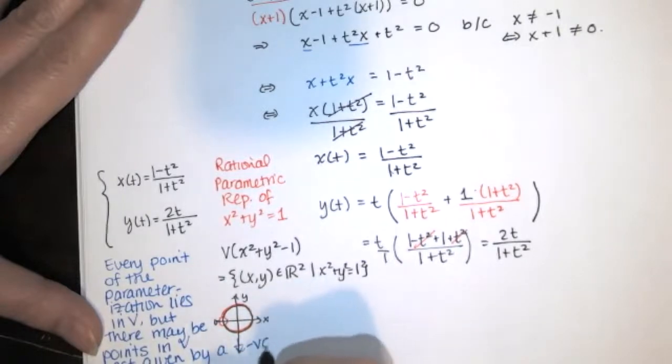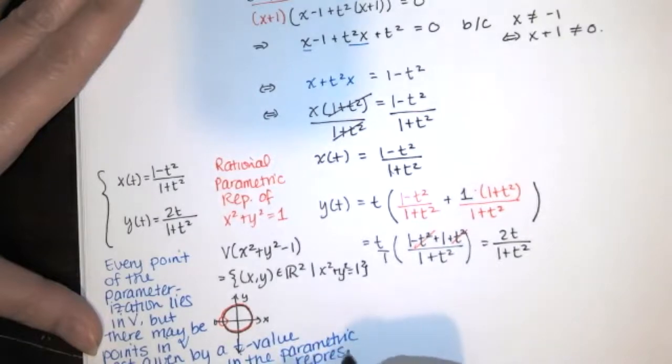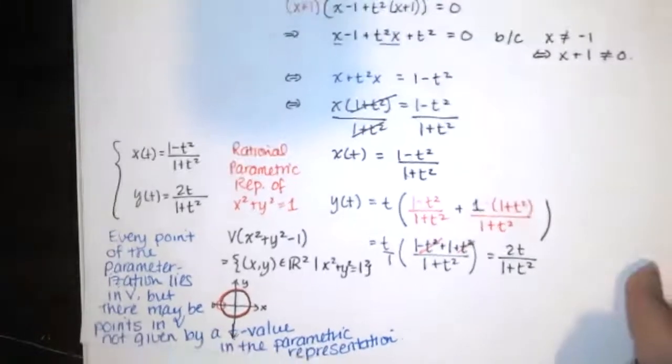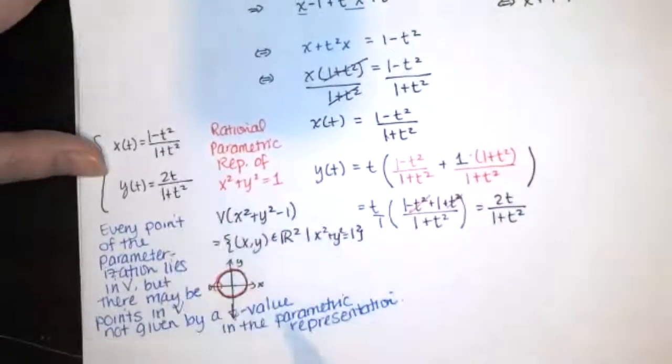And I'm going to say not given by a particular t value in the parametric representation. So I just thought that was kind of cool. That's how we come up with that.